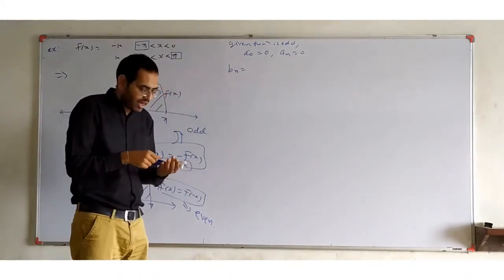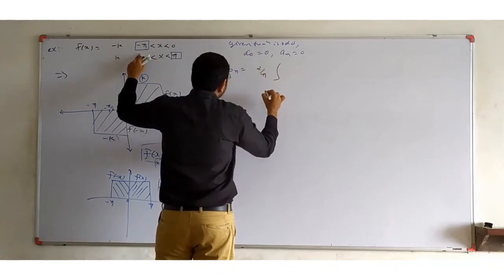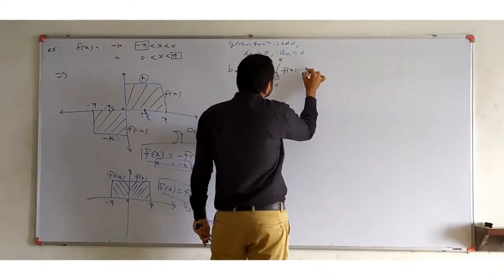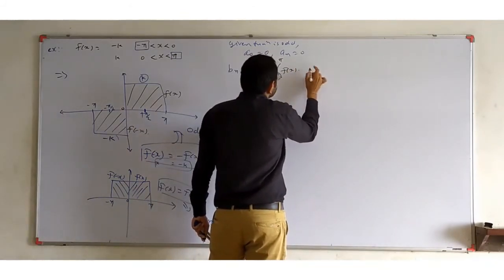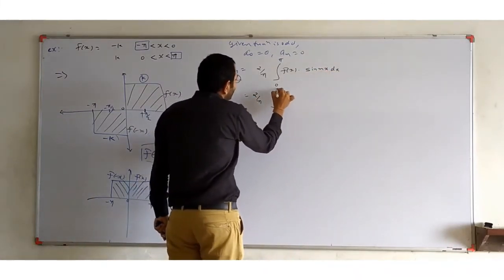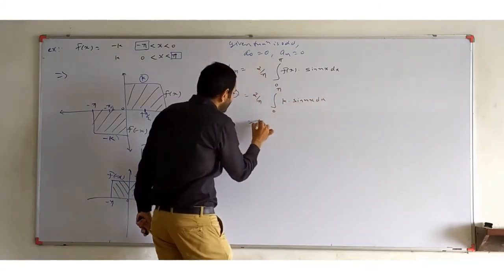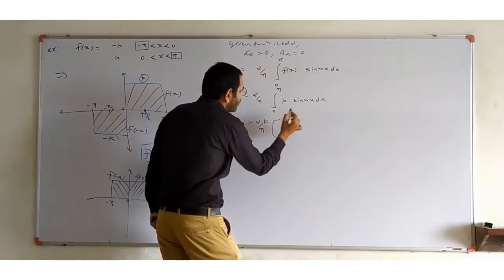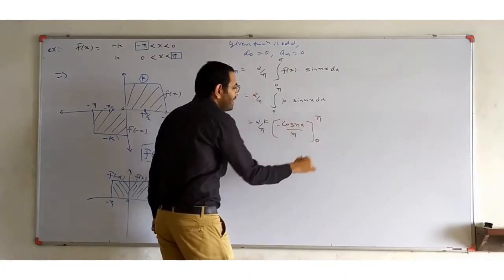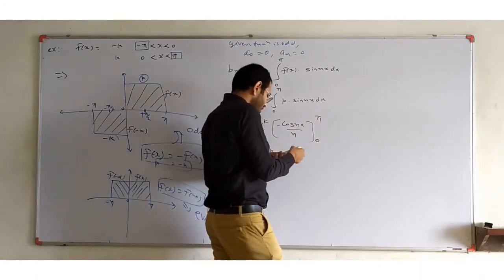Then we have the formula for bn. Multiply by 2, that is 2 by pi, integral of half of the limit, 0 to pi, f of x sin nx dx. Now here, 2 by pi integral 0 to pi, the function value is k, so k sin nx dx. In the integral, 2 by pi k is constant. The integral of sin nx is minus cos nx by n, from 0 to pi. Then 2k by pi n, upper limit minus lower limit.